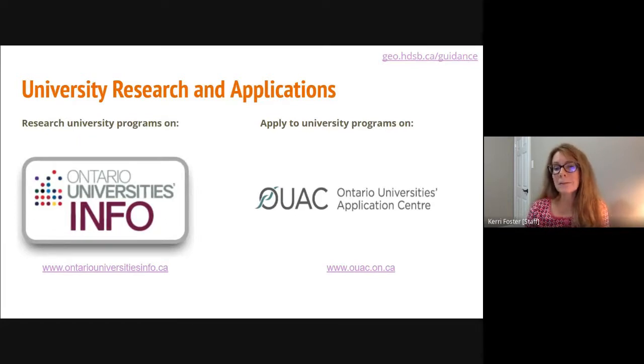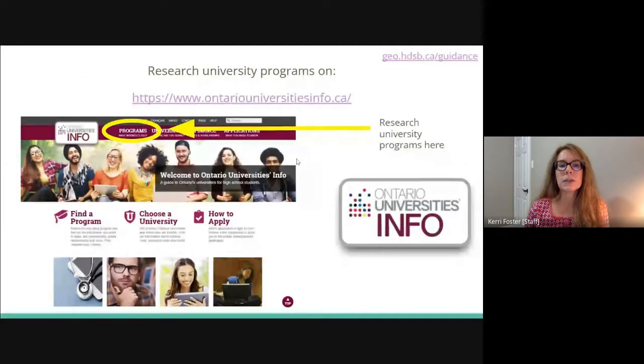The OUAC website is the website that students will use to actually apply to universities within Ontario. So in order to apply, students need to have a few pieces of information. They're going to want to do their research here on the Ontario Universities' Info website. You can search for programs through the tab up at the top that says programs. So students can type in something they're interested in, for example, kinesiology.